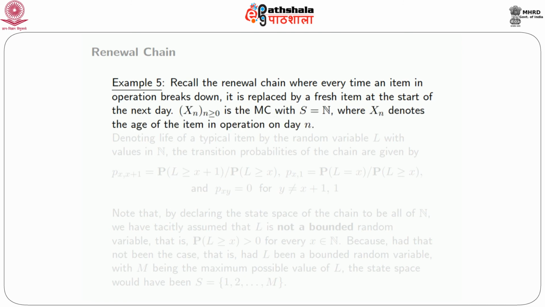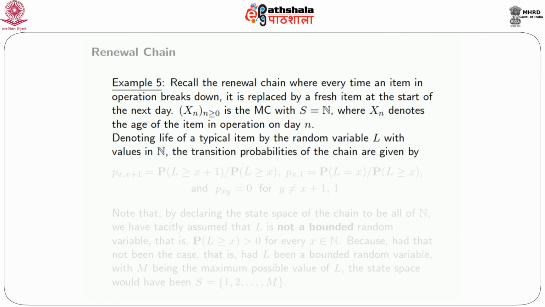So Xn, indexed by n greater than or equal to 0, is a Markov chain where the state space is the natural numbers, and Xn denotes the age of the item in operation on day n. Denoting the life of a typical item by the random variable L, generic notation, with values in N, the transition probabilities of the chain are given by this, something we've already seen before when we first introduced this as an example. So everything is expressed in terms of the common lifetime distribution, that is, the distribution of capital L.